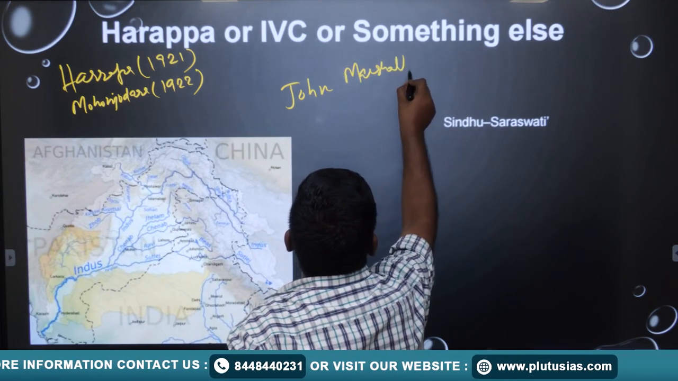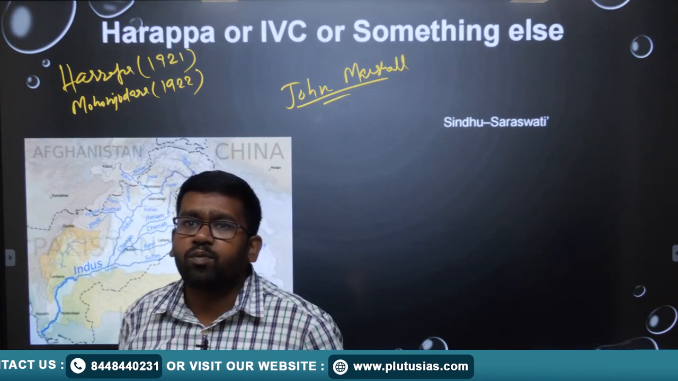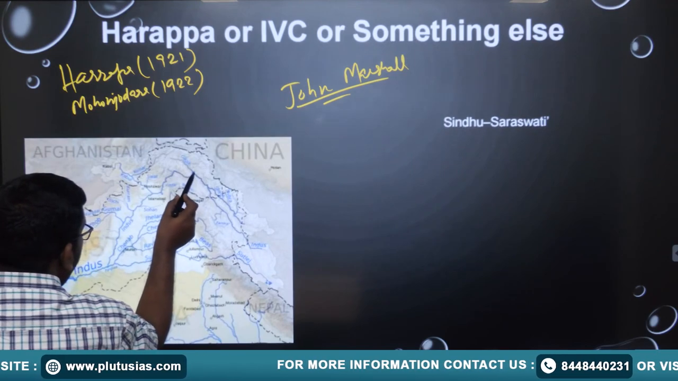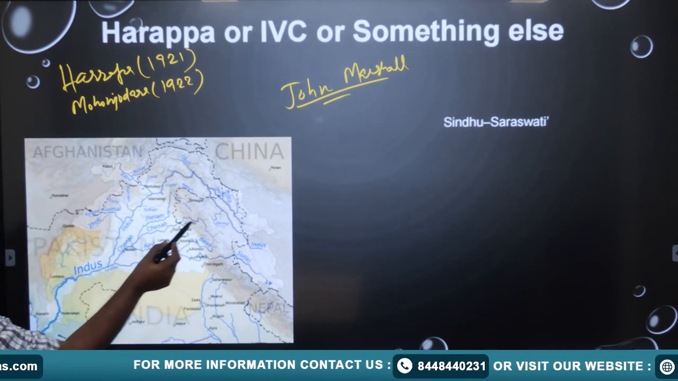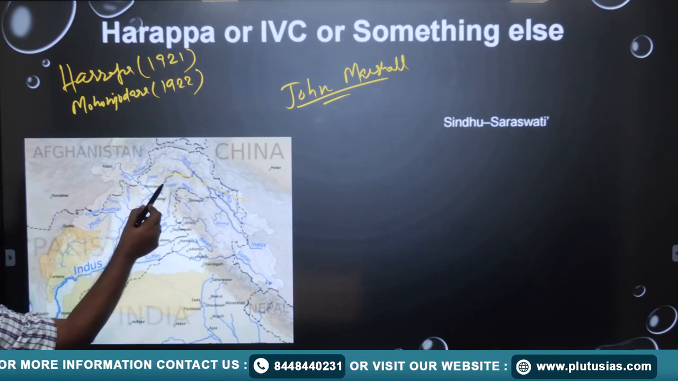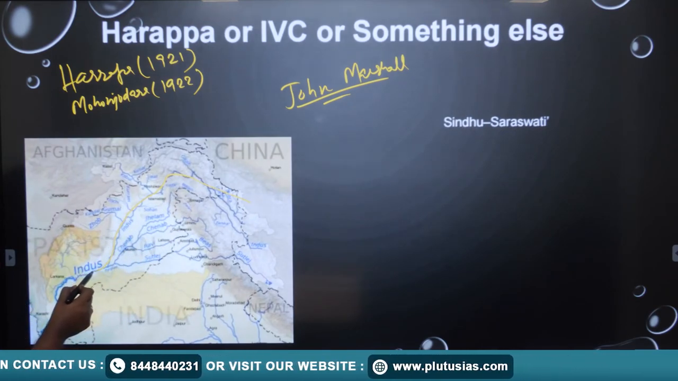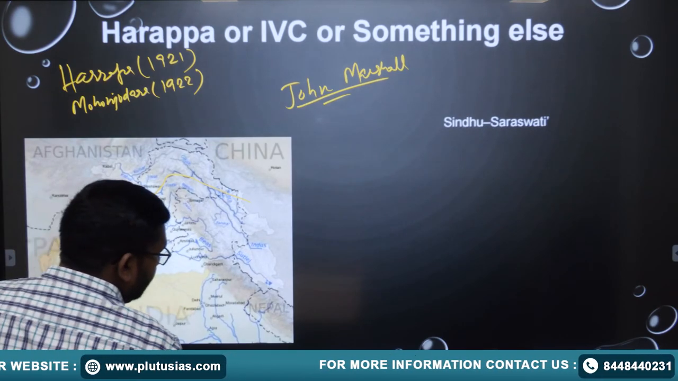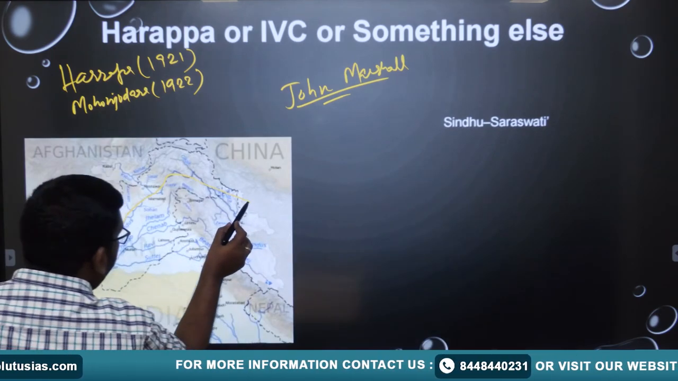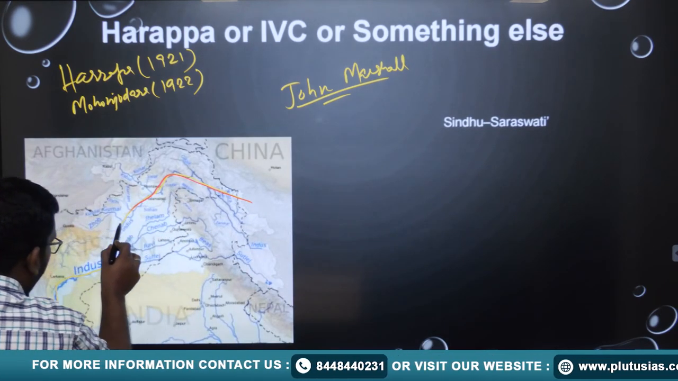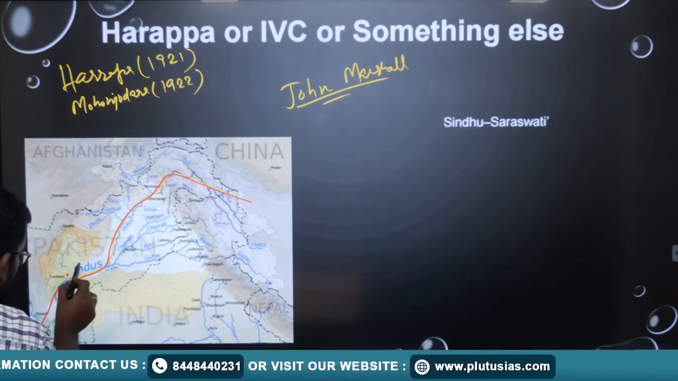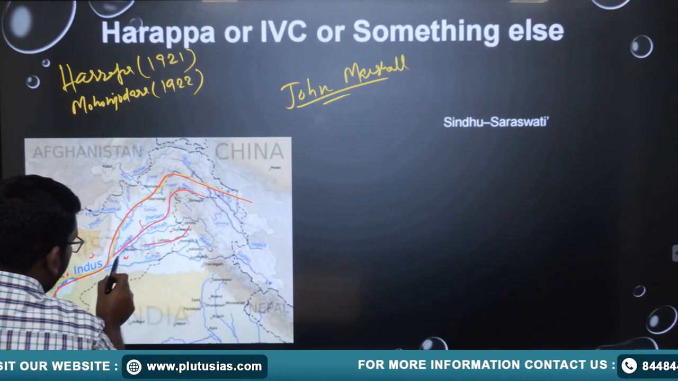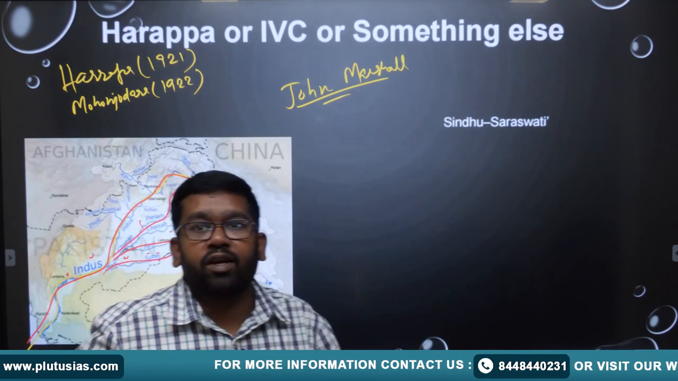So John Marshall said that since most of the sites of Indus Valley civilizations have been situated and settled on the river Indus, which comes from the Tibetan region via Jammu and Kashmir towards Sindh, Punjab and goes into the Arabian Sea. So this is a river which is situated here. So it was decided that since most of the sites are situated on the river, either on the Indus or the tributaries of the Indus River.